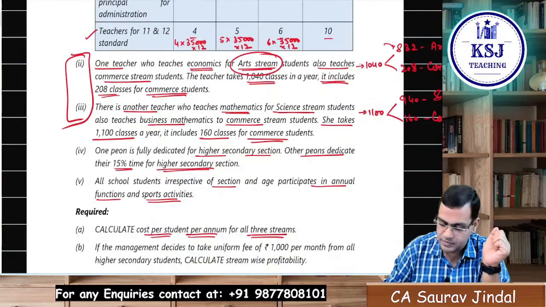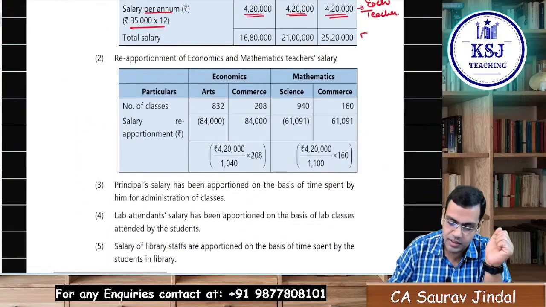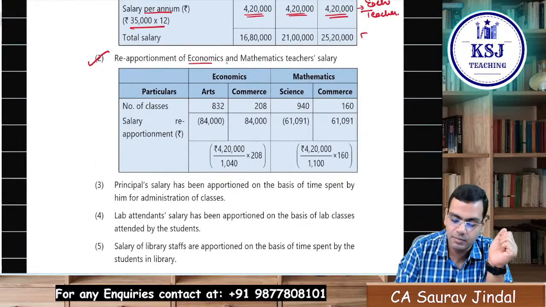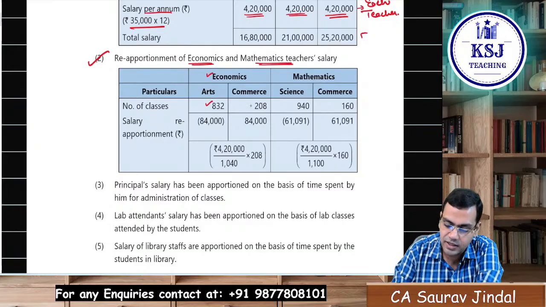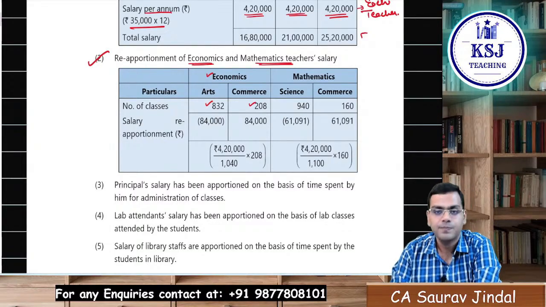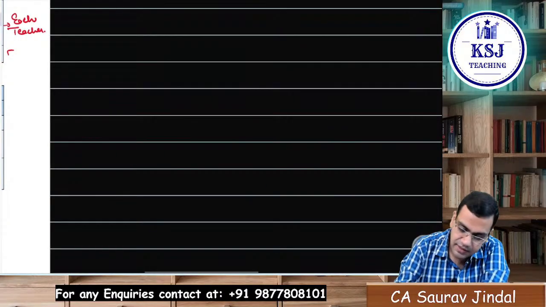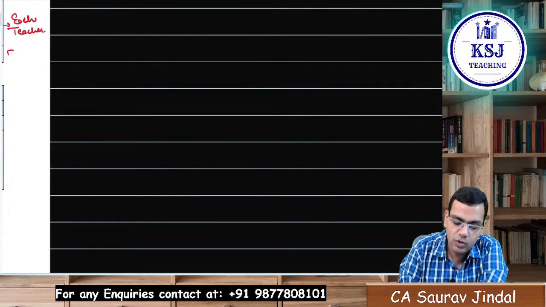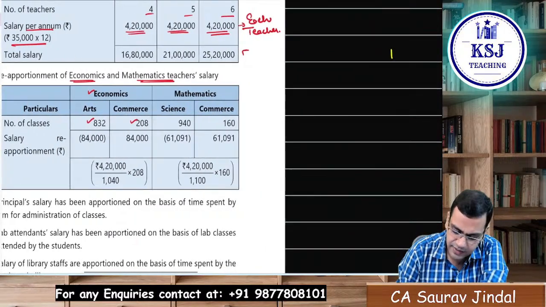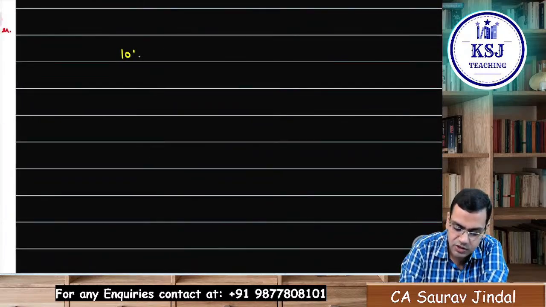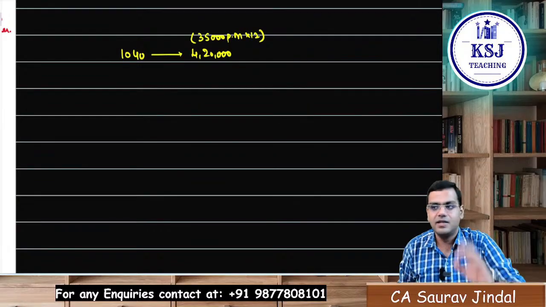Let's see here. What is this working note number 2? Reapportionment of the economics and mathematics teacher. This economics teacher, number of classes 832 and 208, right? Now he says this teacher is getting a salary of 4,20,000 for how many hours? 1040 hours. Total hours is 1040. This teacher is getting a salary of 4,20,000. How 4,20,000? So 35,000 per month multiplied by 12.